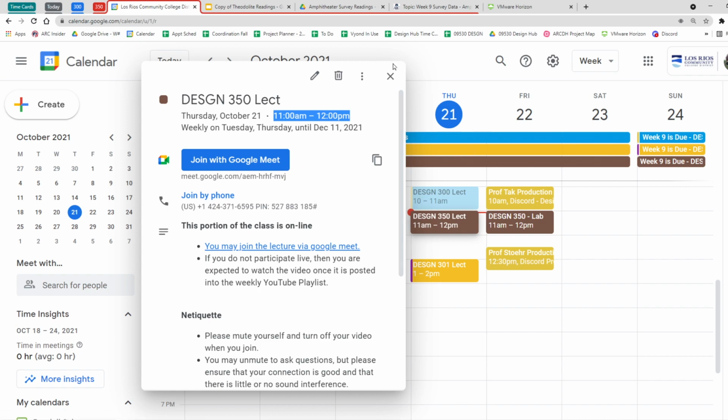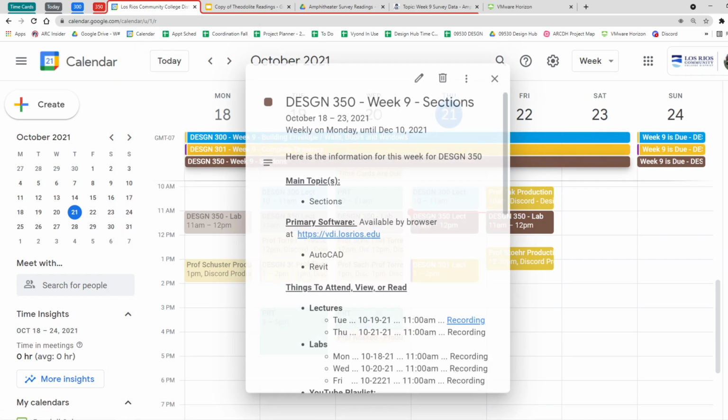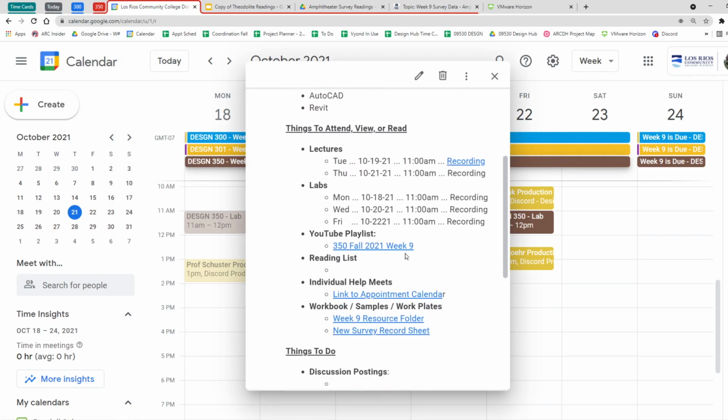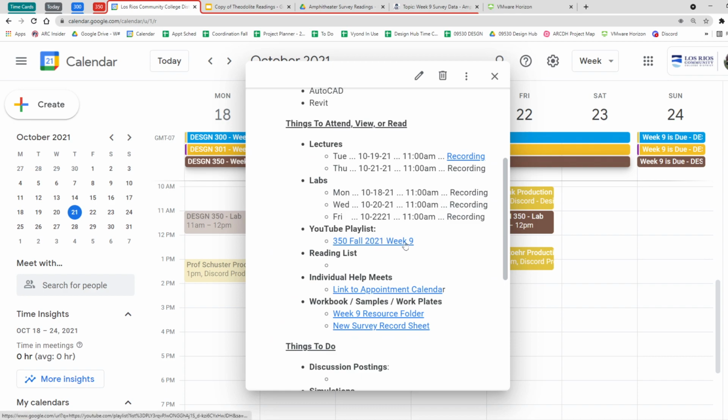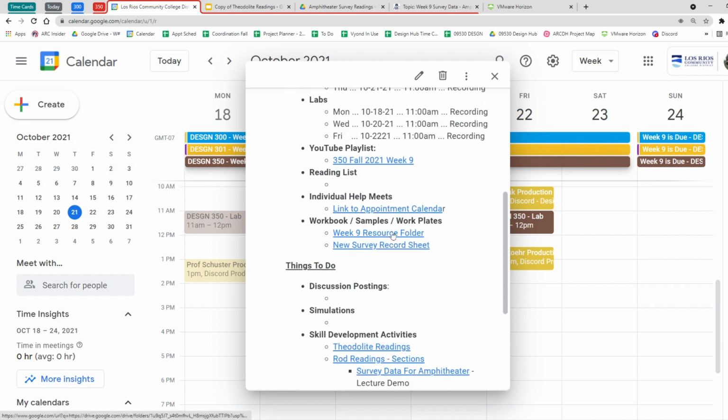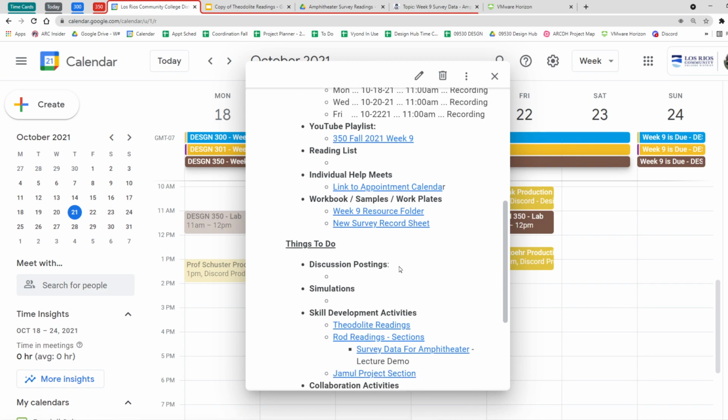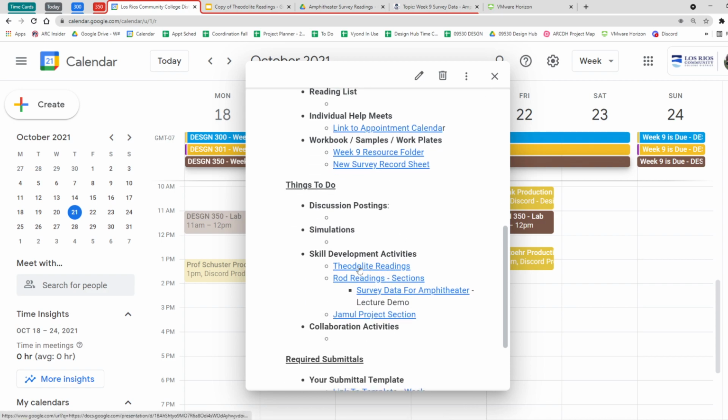We're on Google Meet. And we've kind of gone through most of what we needed to look at. We've got the playlist going on. We've looked at the weekly resource folder and the new survey record sheet. But what I thought I would do, you're working away on the theodolite readings and the rod readings and the Humul project, and I demoed those last time on Tuesday.